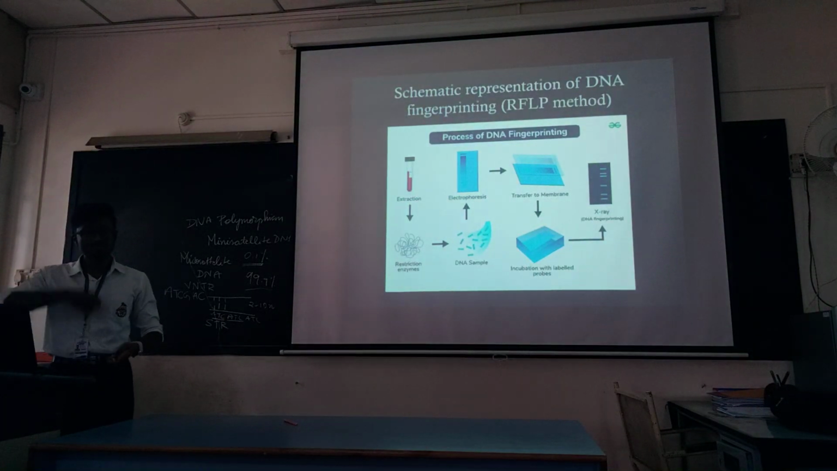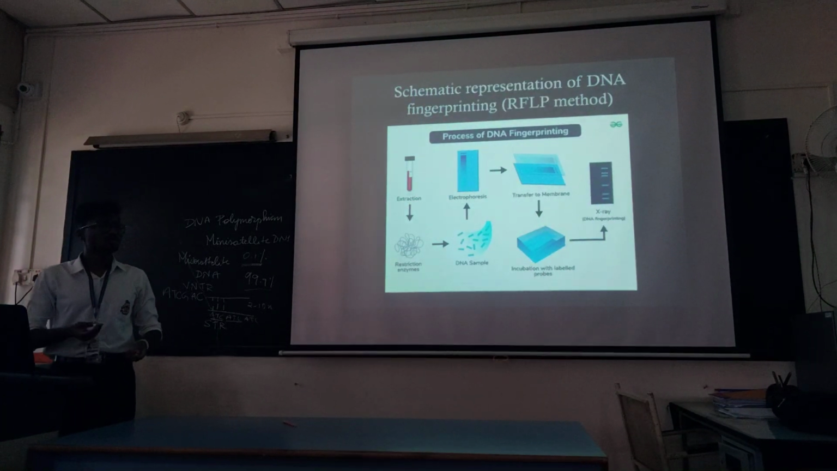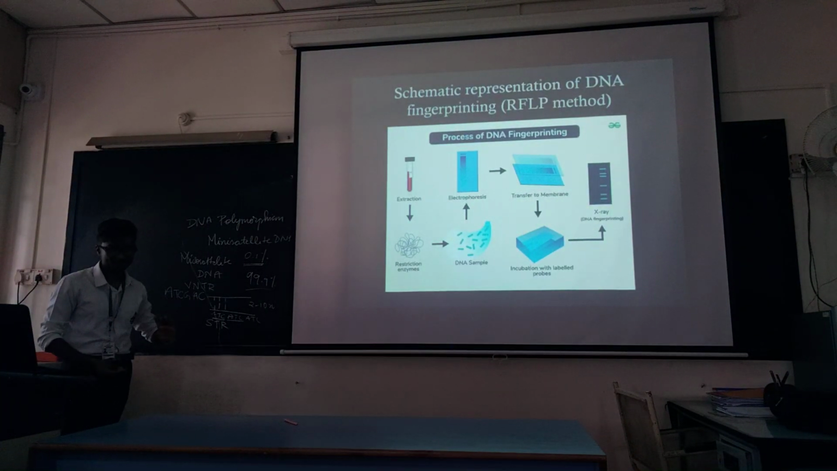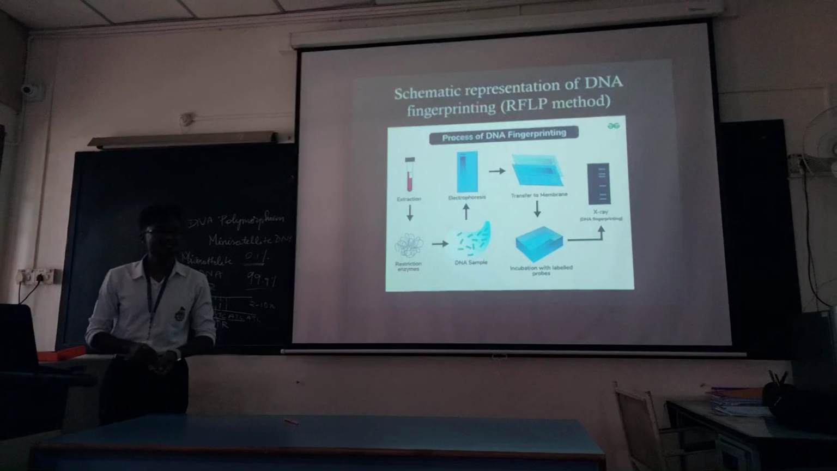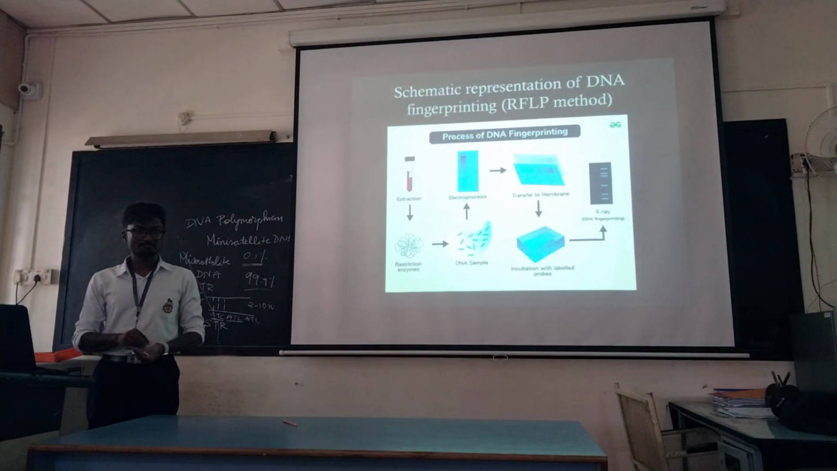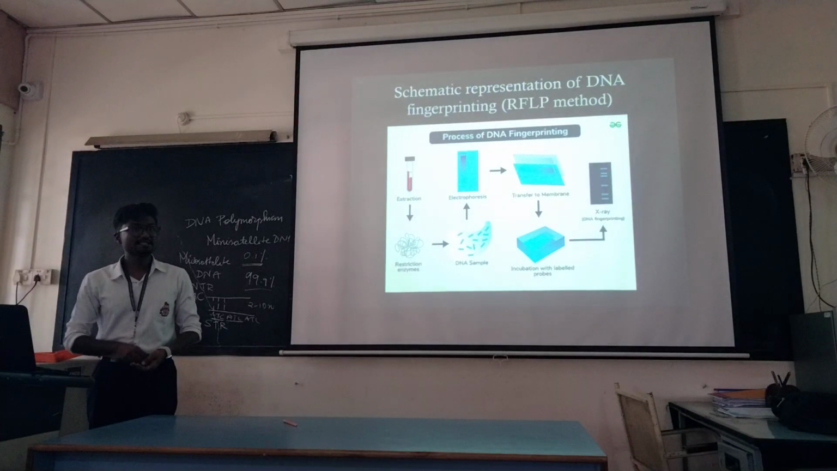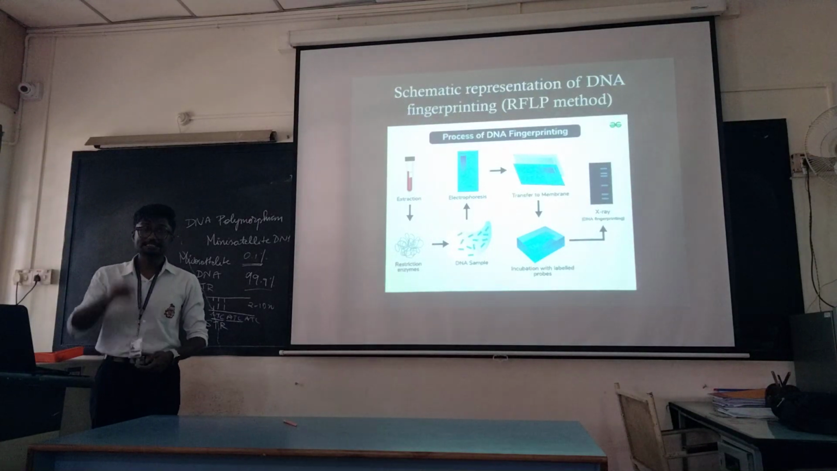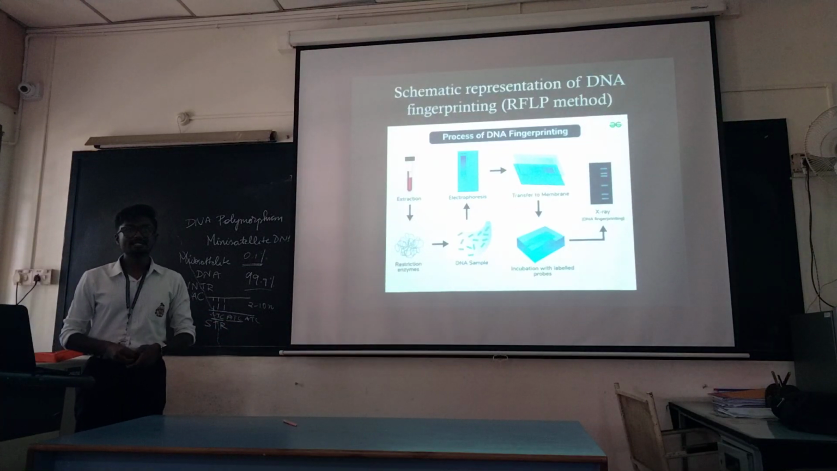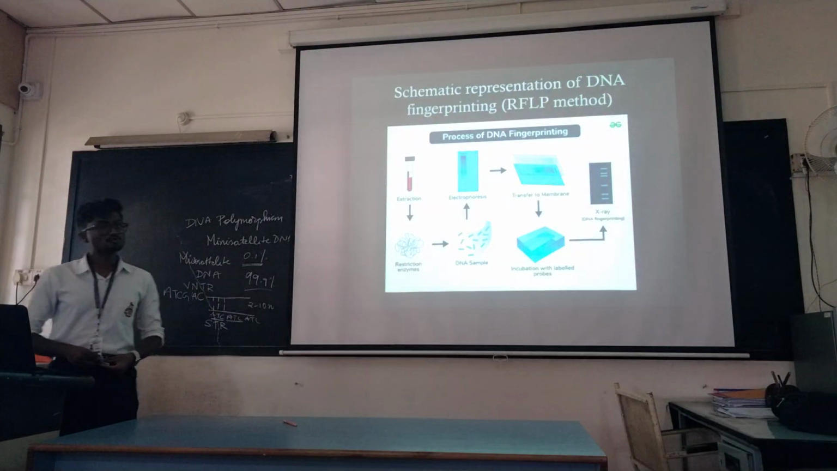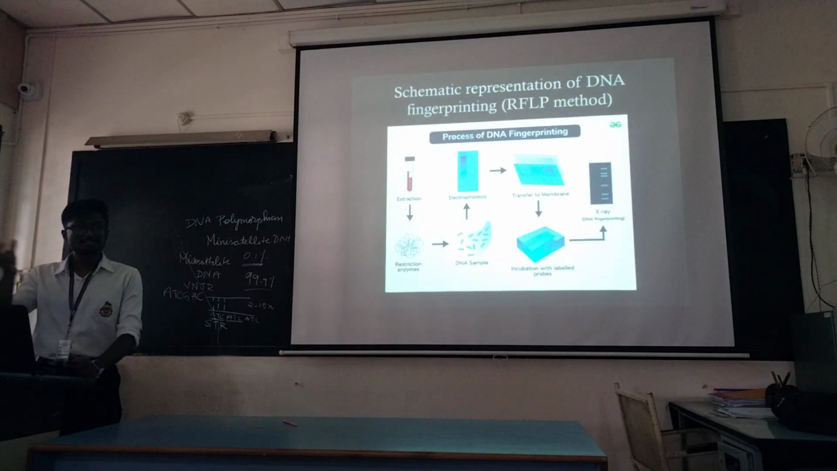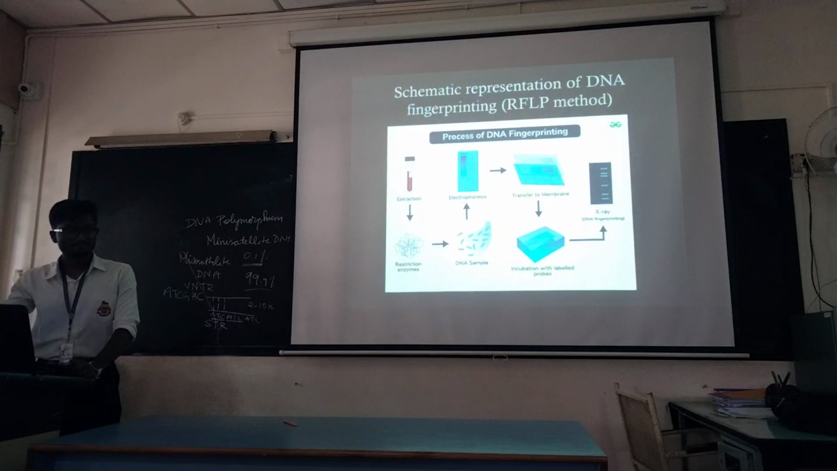So after it was improvised, now based on the polymorphism, that is STR or VNTR, DNA fingerprinting works. Here there are two types of method. One is the RFLP method, and another method is the PCR method. In the PCR method we use STR, short tandem repeat. In the RFLP method we use VNTR DNA. That DNA has more than 10 base pair repetition.